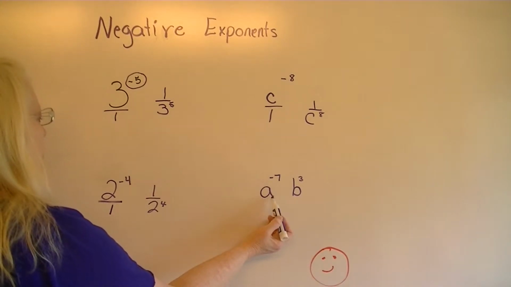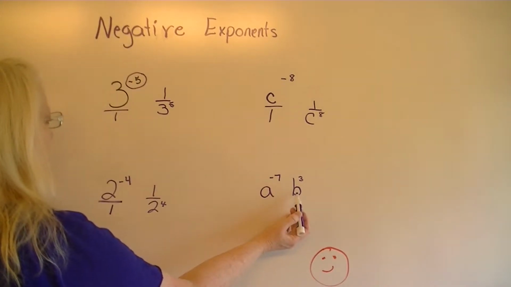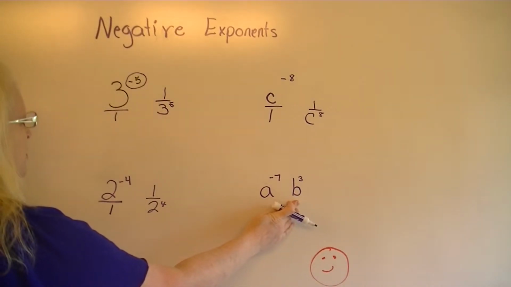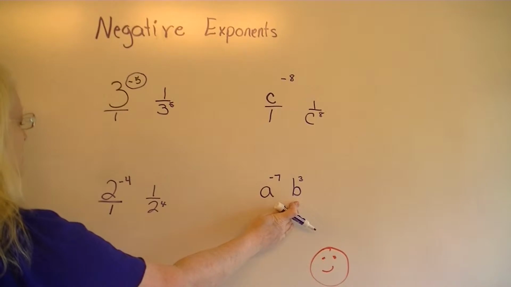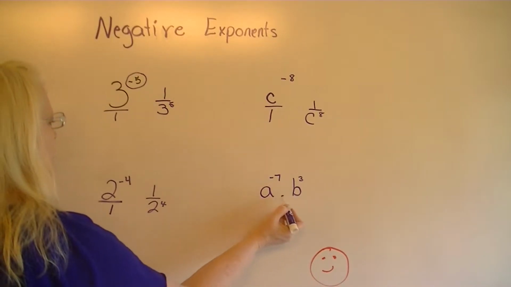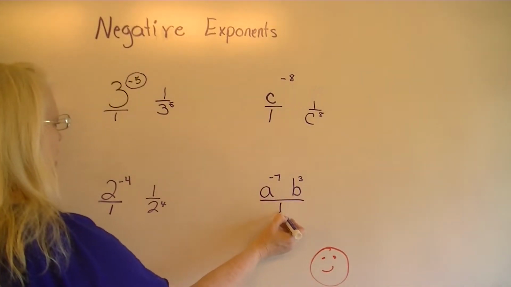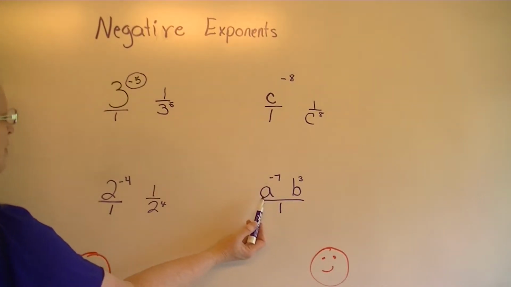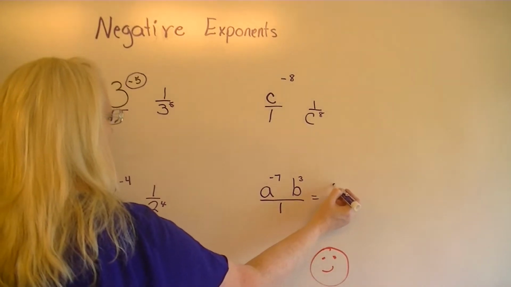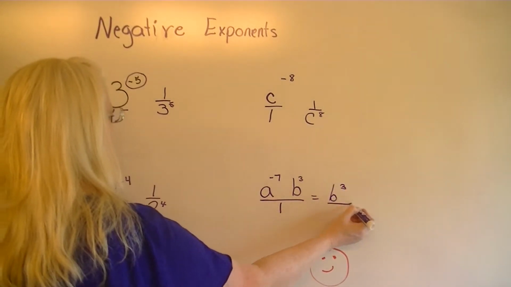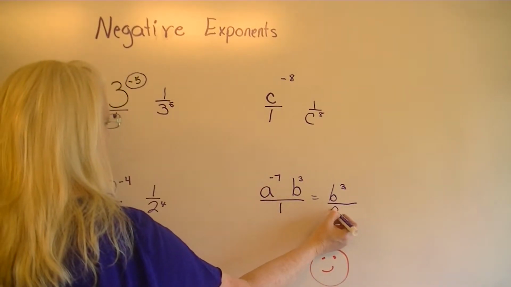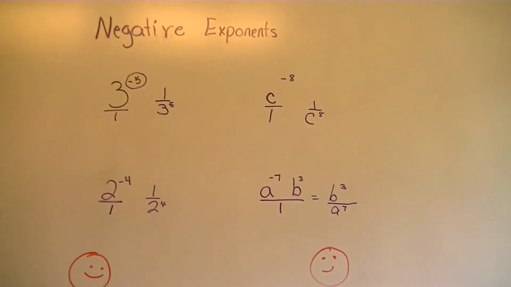In this problem, we have a to the negative 7th power and b cubed. B cubed is in the right position. It doesn't have a negative exponent, so it doesn't have to be flipped. So if we think about this as a fraction, the only one that's in the wrong position is the a to the negative 7 power. So I'm going to keep my b cubed in the same place, and I'm going to flip my a to the negative 7 to the bottom, and then it becomes positive, and so this would be the answer.